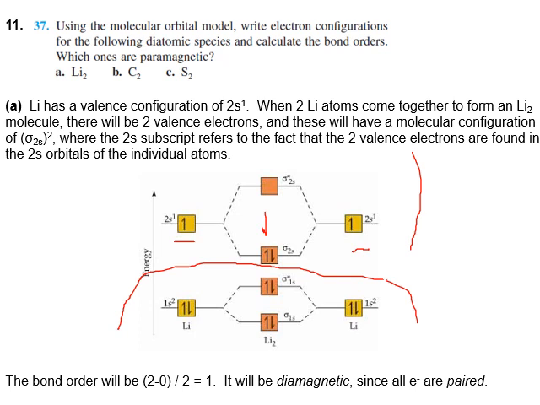So what's your bond order going to be? It's going to be 2 minus 0, where I'm saying 0 because there's nothing in this top one, which is the anti-bonding. So 2 minus 0 is 2, and 2 divided by 2 is 1. So the bond order is 1 for this one, and it will be diamagnetic because it will go through a magnetic field. So remember, dia means through. It's from the Greek. Let's go to the next one for C2.